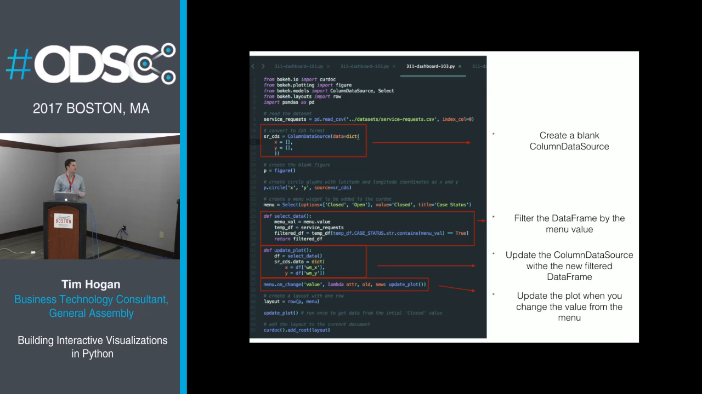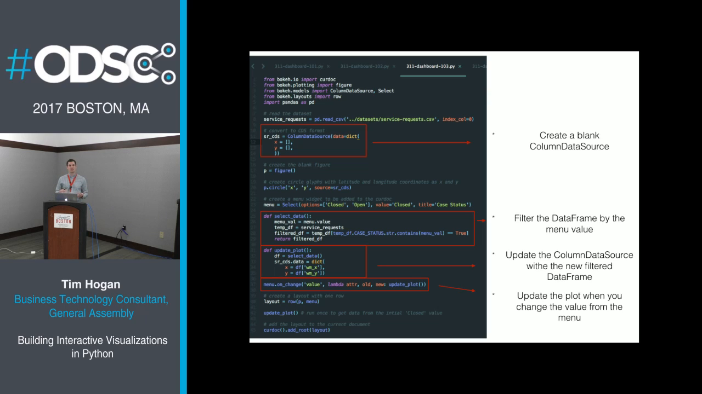Now all this function is really doing is filtering the data frame by the menu value that you've selected. You've got your two options, closed and open. It's going to take the menu value, create a temporary data frame from service requests, and then filter on that menu value. So if you select closed, it's going to show you all the points that are closed. If you select open, it's going to show you all the points that are open, and return the data frame. Very simple. And then the next function we're going to walk through is the update plot function that we've created here.